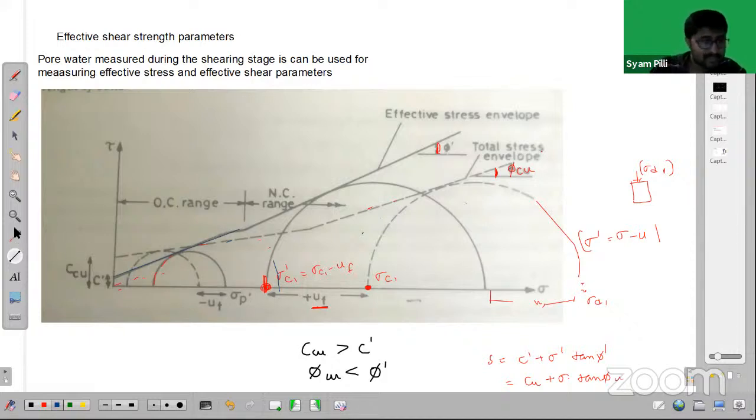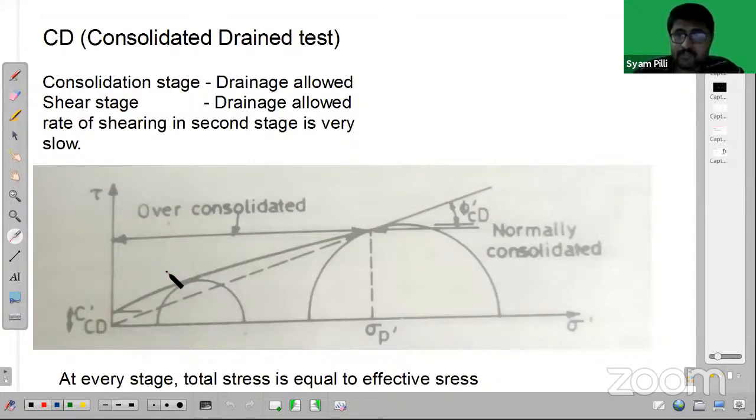But here the point is that in the over consolidated case, c dash value, that is the cohesion intercept on the shear stress axis, is lesser than c CU. The cohesion value will reduce if you consider the effective stress. Yeah, so this is about the CU test.